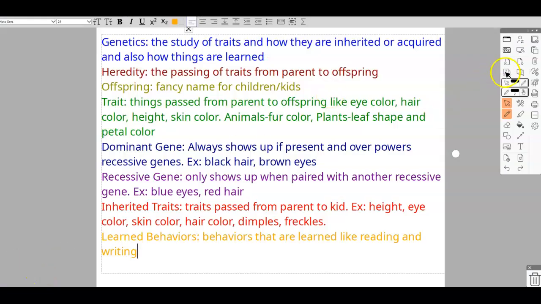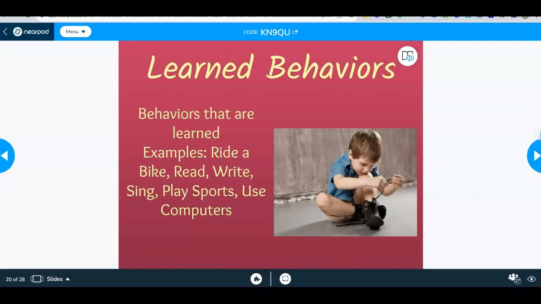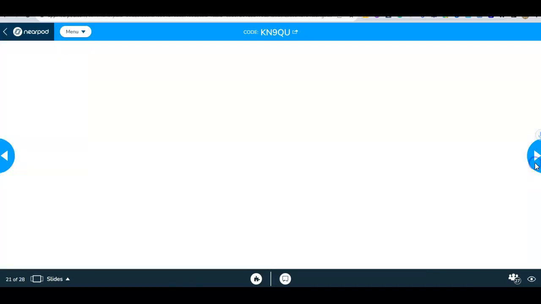All right, so learned behaviors are exactly what they sound like. They are behaviors that are learned. Tying your shoe, reading, writing, singing, playing sports, using a computer. Hopefully, eventually, before second quarter's over, being quiet in class while the teachers are talking. We shall see how that goes in this class.